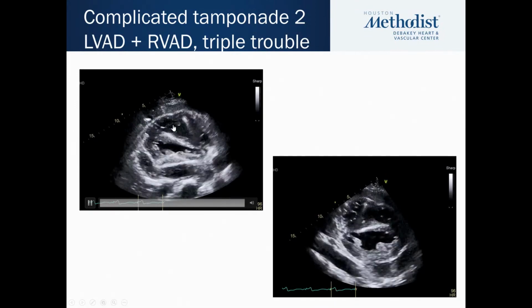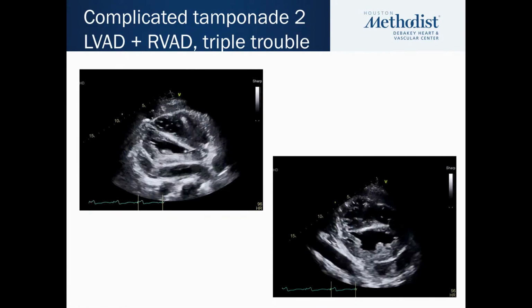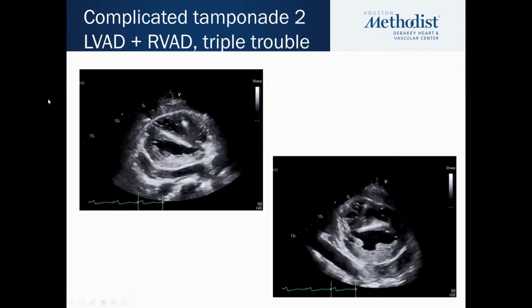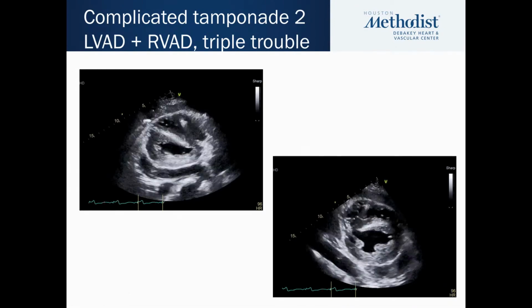So he has the problem with RV failure, the problem with the pericardial hematoma, and severe underfilling of the LV that is exacerbated by the LVAD, obviously. But the treatment here, you can temporize them by reducing the LVAD speed and doing other maneuvers, but the patient obviously had to go back to the OR.